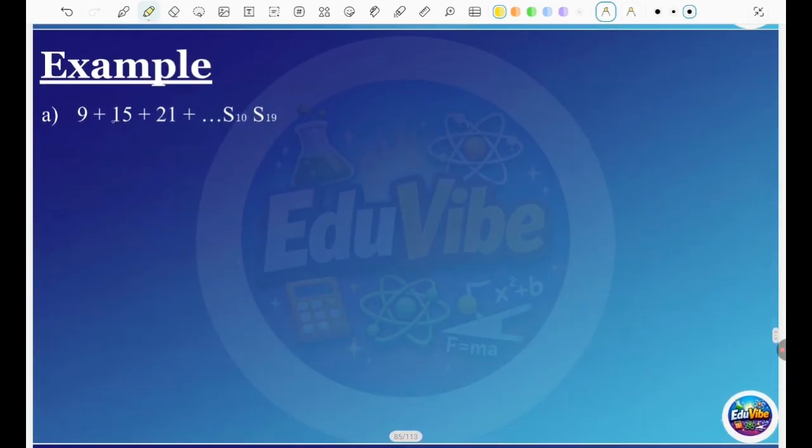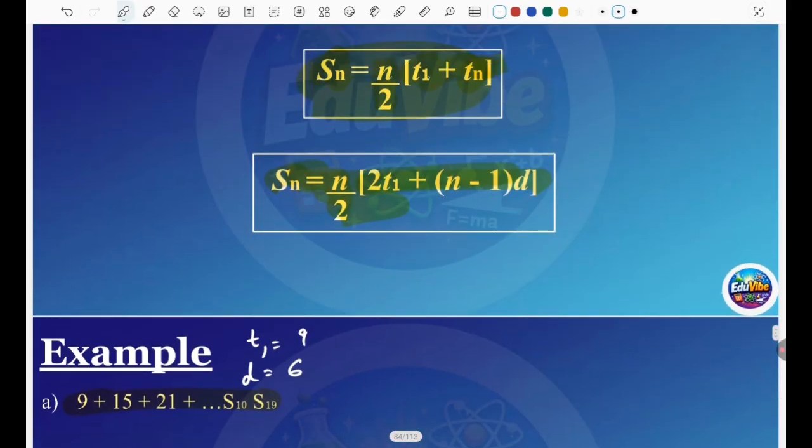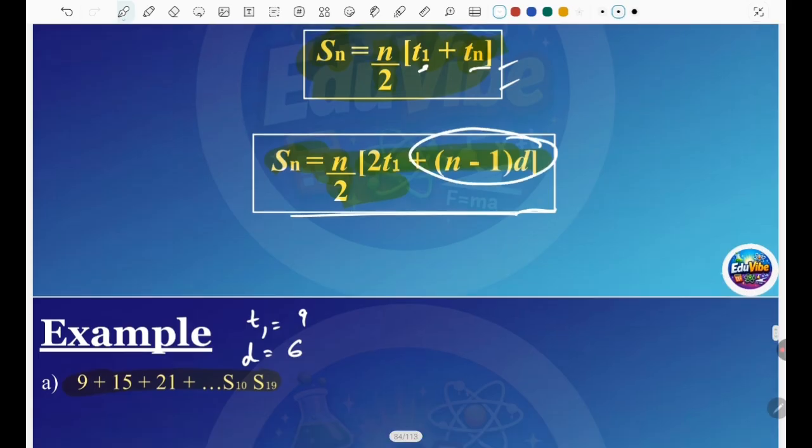In the first example, we'll find S10 and S19. First we have to find the common things. The first term is 9. The common difference d is 15 minus 9, which is 6. For S10 we want Tn, but we don't have it, because we only have T1. You can use this formula if you want, but then you have to find Tn. So let's find Tn using the formula you know.